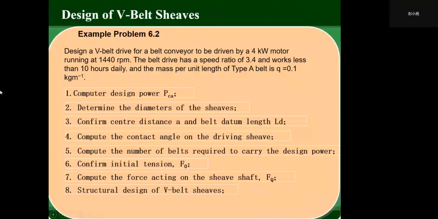For the V-belt example, the design procedure from 1 to 8 is: compute design power, determine diameters of the sheaves, confirm center distance and belt length, compute contact angle, compute number of belts, confirm initial tension F0, compute the force acting on the sheave shaft FQ, and then do the structure design for the sheaves.